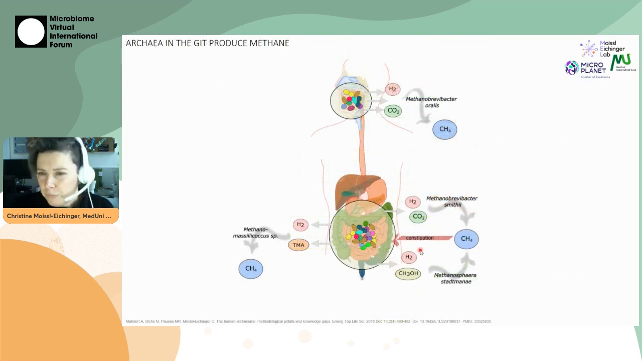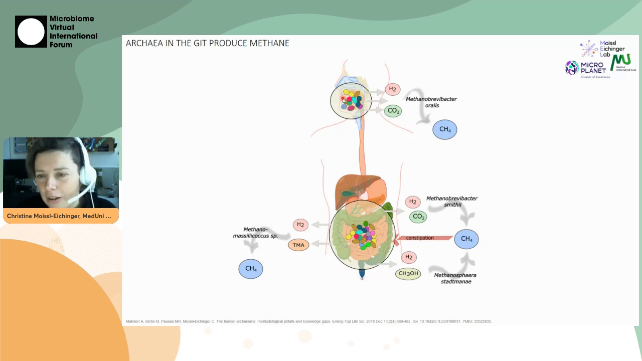So these networks can be found in different places all over the body. For instance, in the mouth, you will find Methanobrevibacter oralis interacting with microbes that have something to do with periodontitis. It's actually also known nowadays that these methanogens support the bad activity of these microbes, and they really support the driving of periodontitis.